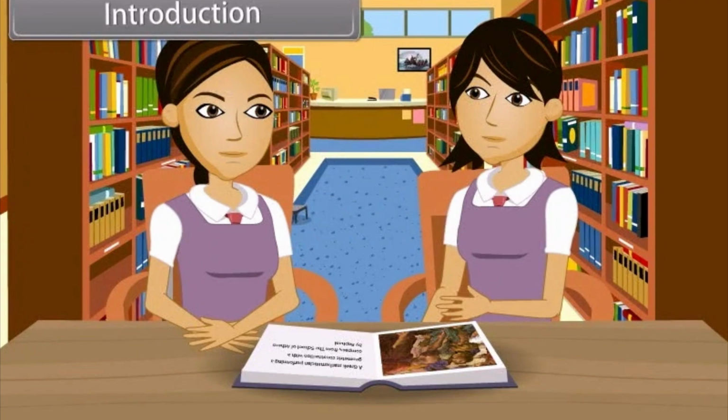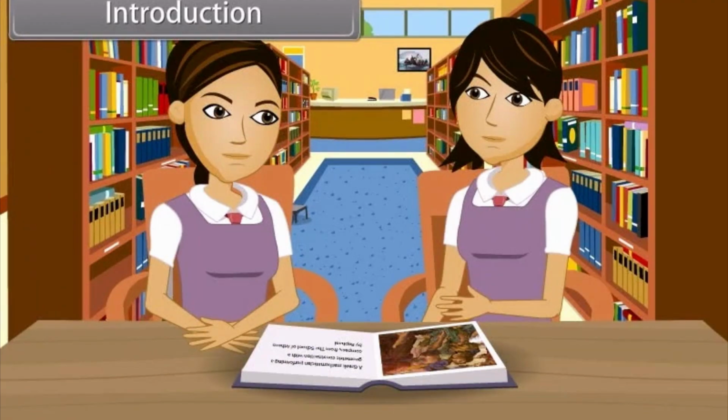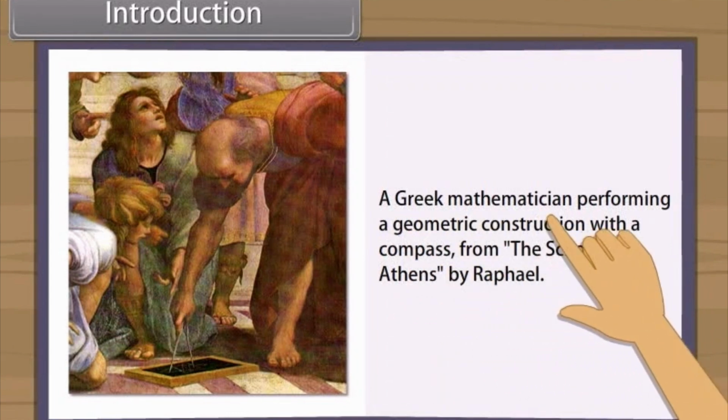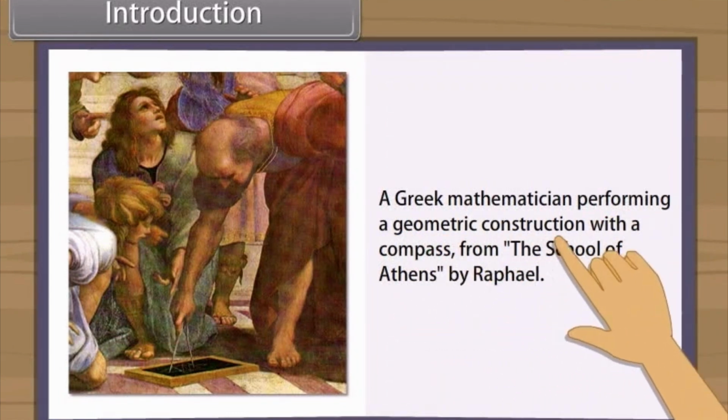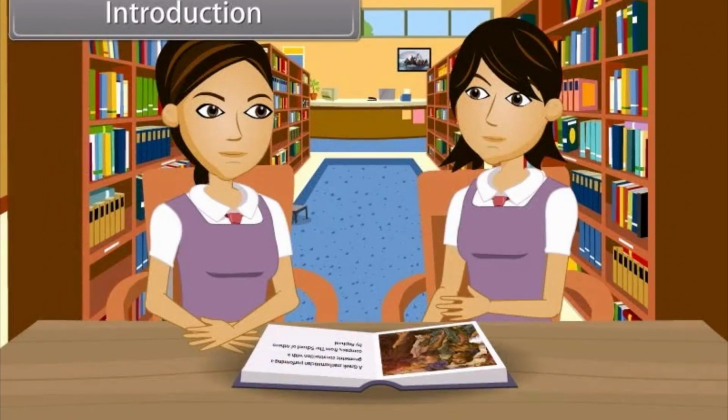Introduction. Hey, look at this picture. A Greek mathematician performing a geometric construction with a compass, from The School of Athens by Raphael. Do you know how geometry originates? It appears to have originated from the need for measuring land.